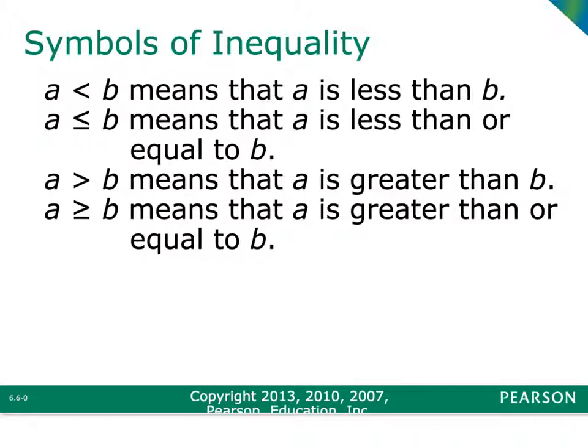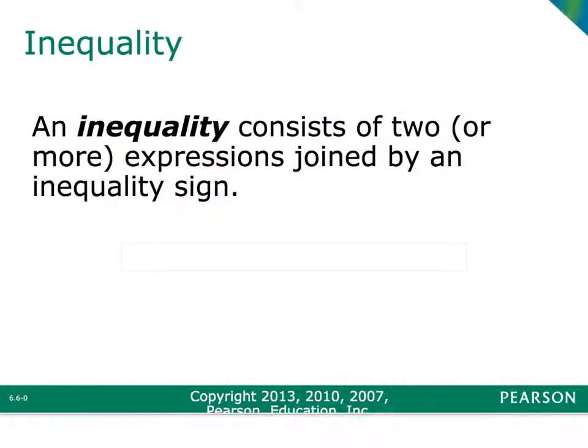The first symbol you need to get comfortable with is the less than symbol. That means the number on the left, A, will always be less than the number on the right, B. You can also have the less than or equal to symbol: A is smaller than B, or A is allowed to equal B. Then the greater than symbol, and the greater than or equal to symbol. If you have a hard time keeping those straight, you may want to jot them down in your notebook so that you don't forget them.